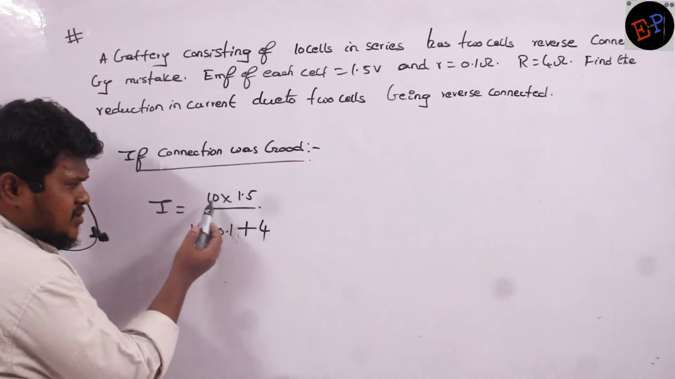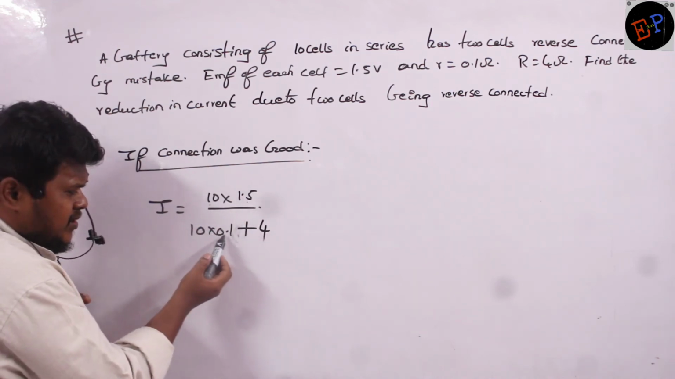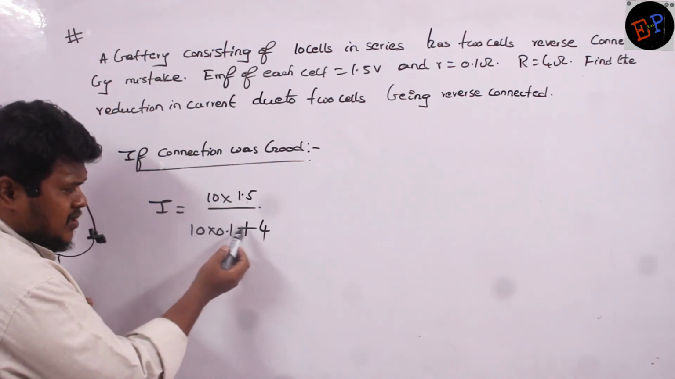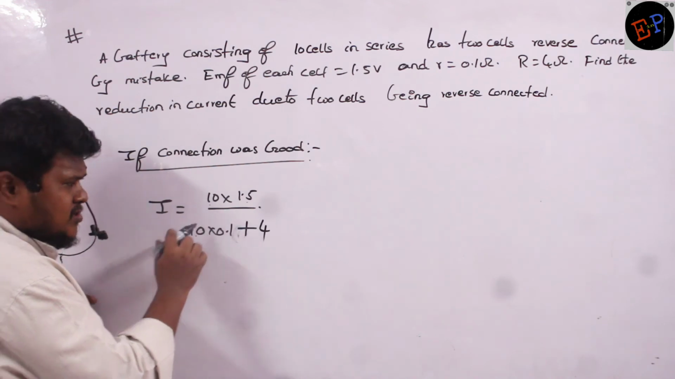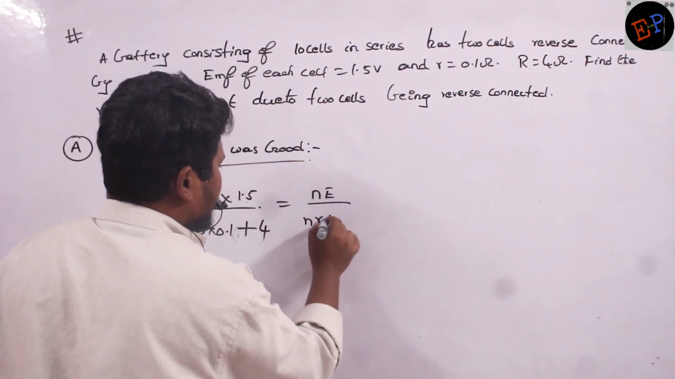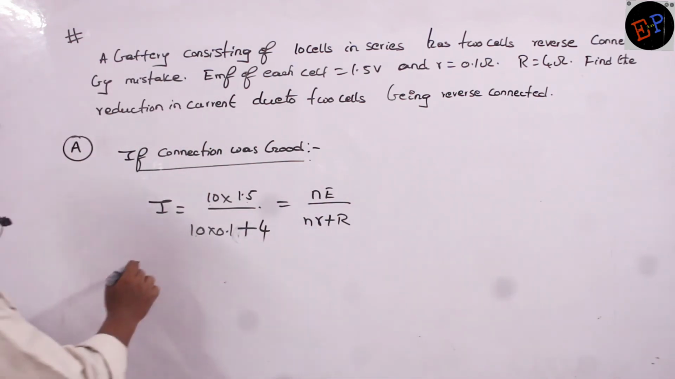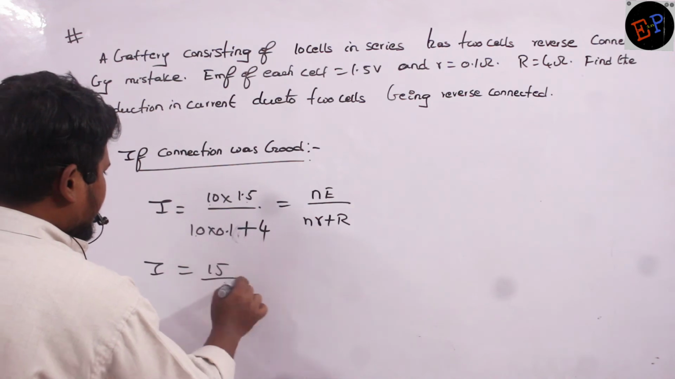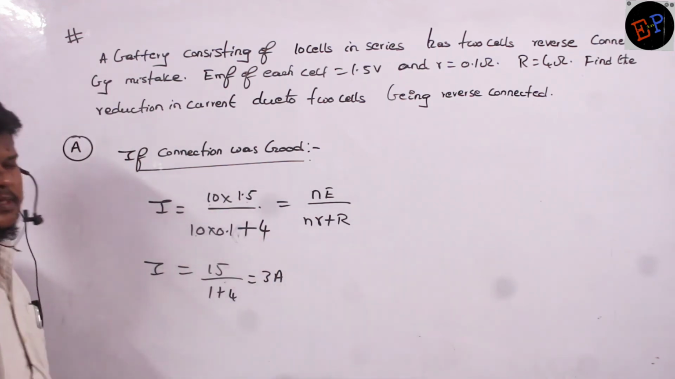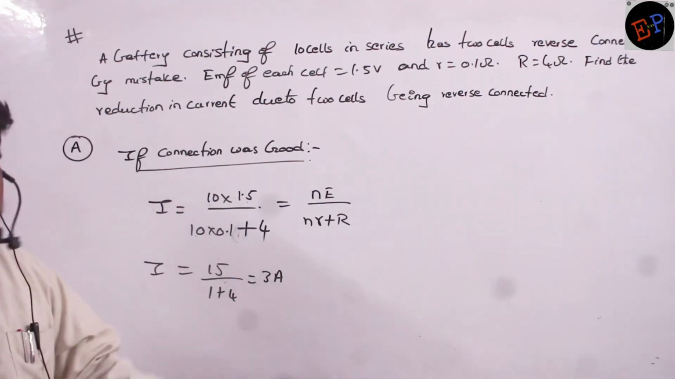So how many cells in series? 10. EMF of each cell? 1.5. How many internal resistors? 10. 10 into 0.1. External resistor is 4. Are you able to understand which formula we are using? NE divided by NR plus capital R when cells are connected in series. Okay. Now do the calculation. So 15 divided by 1 plus 4. 3 amperes of current. 3 amperes in which condition? When polarity is good. There is no reverse polarity.